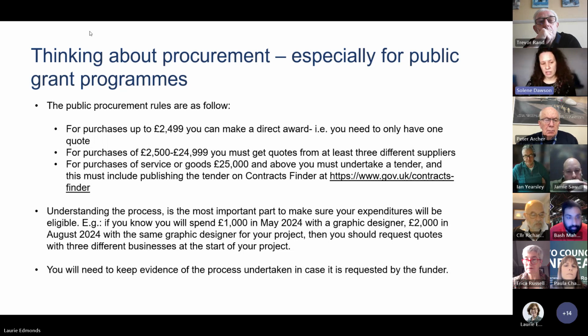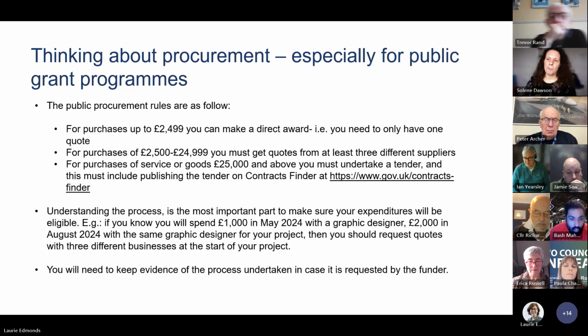And then once you start having purchases of services or goods over 25,000, this is when you really need to undertake a tender. And we would suggest that you look at the guidance here on the UKSPF guidance, because you will have to follow a specific process and publish your tender on Contracts Finder. These are mandatory steps, so you will need to keep your evidence. For you to understand a little bit more about the process in terms of expenditures, I've got an example.